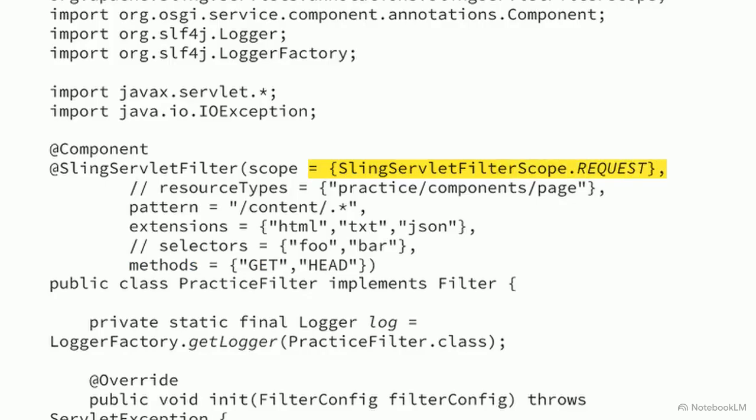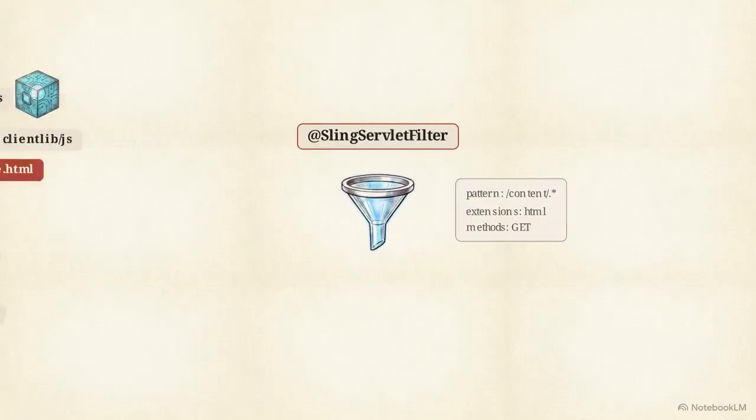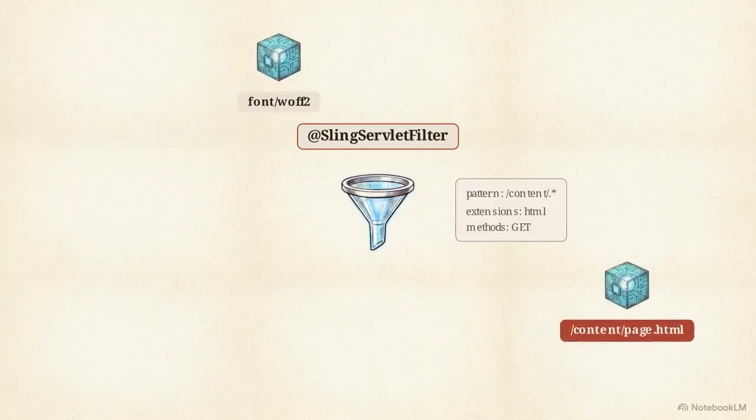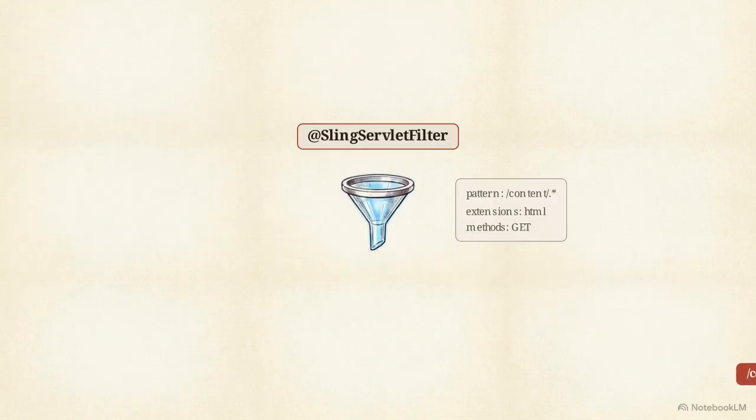Finally, the scope property explicitly maps this code to one of the 5 filter chains we identified in the architecture diagram. Using these properties to tightly scope your filter prevents the engine from running this logic on every image rendition or client library, which keeps the request pipeline lean.